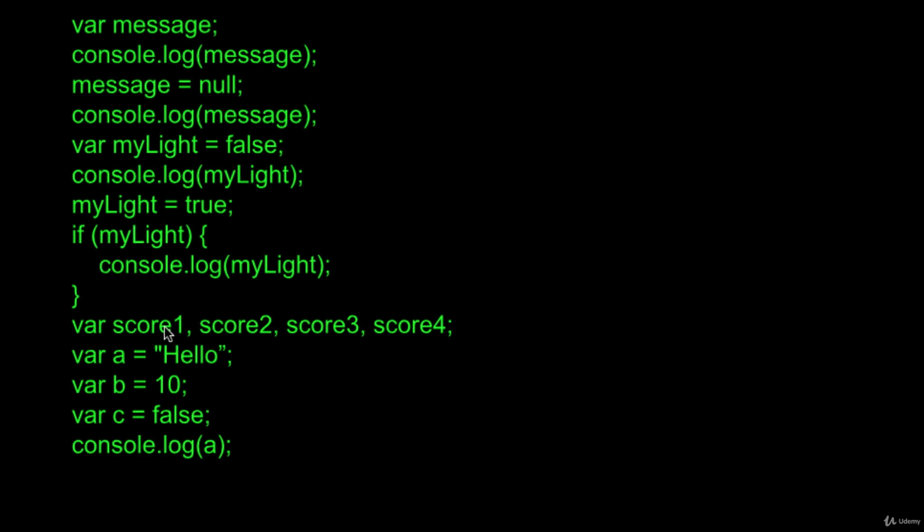You can also declare multiple variables at the same time. So we can do var and you can comma separate them. So you can have multiple variables declared at the same time, and these are all going to be equal to undefined, just as we do with the one variable.